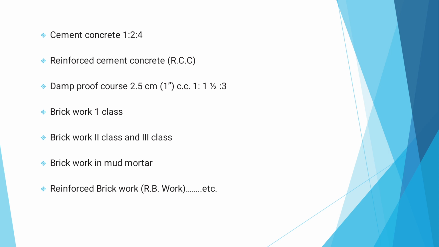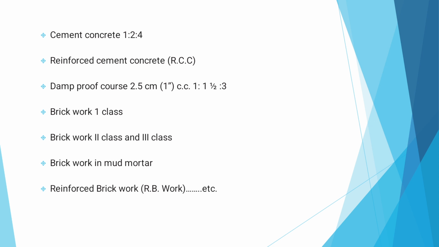The next one is brickwork in first class. The first class brick is used, then mortar detail and laying, how to construct it, that is laying and curing, and protection, scaffolding, then measurement, and brickwork in arches, then finally measurement. And also next one is brickwork second class and third class. Brickwork in second class and third class means second class brick will be used, and third class means third class brick will be used.